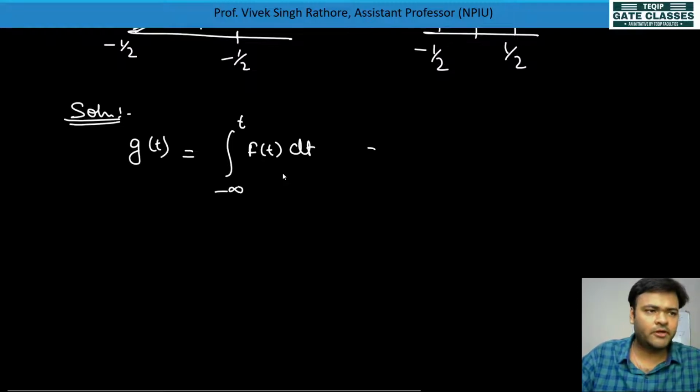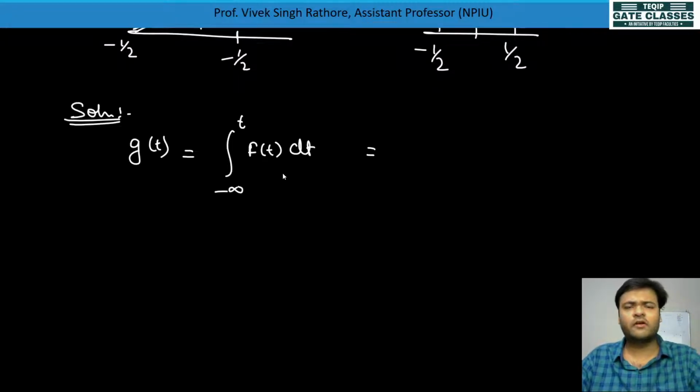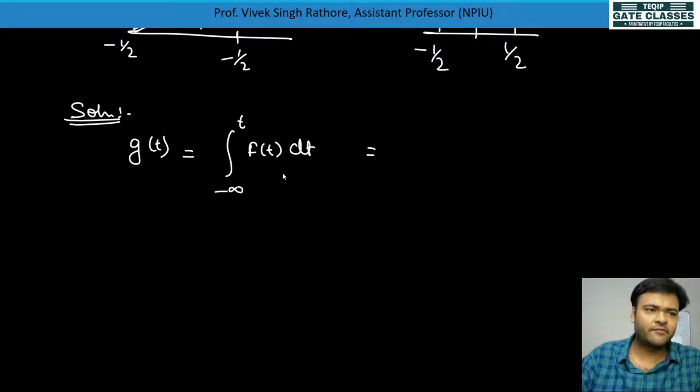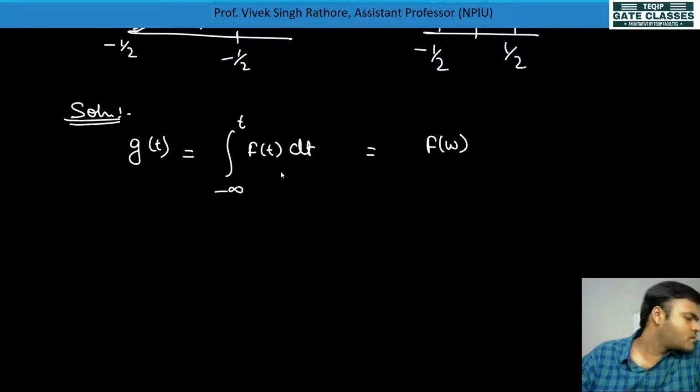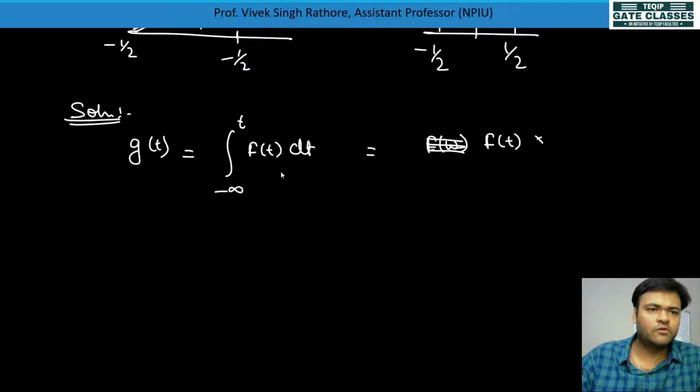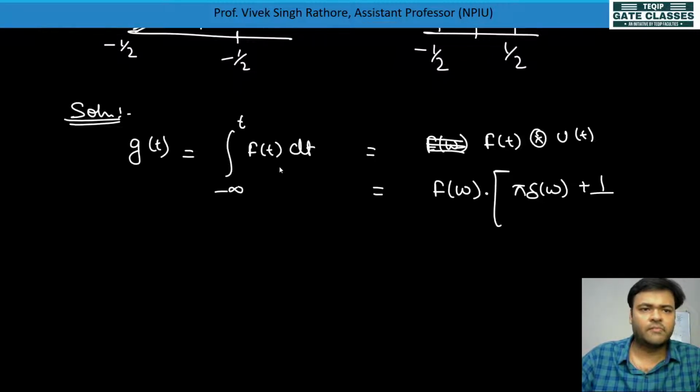And we know the property that if a signal f of t is integrated from minus infinity to t, we can write it as F of omega into, इसको आप ऐसा भी लिख सकते हैं f of t convolution with u of t, जिसको आप can also write as F of omega into U of omega, जो कि है pi delta omega plus 1 by j omega.